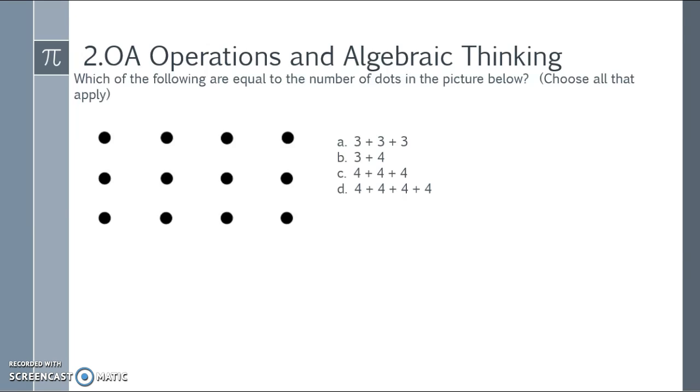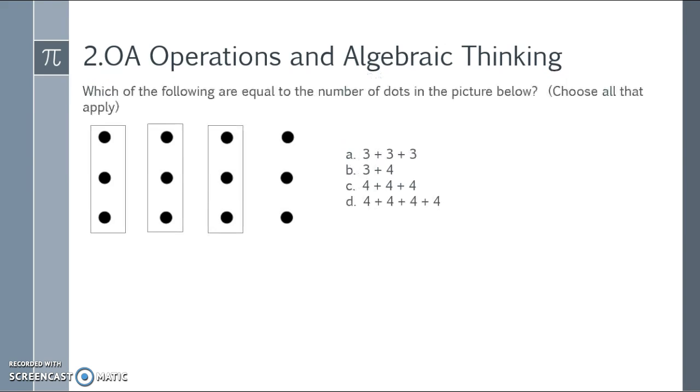Which of the following are equal to the number of dots in the picture below? Choose all that apply. Let's do 3 plus 3 plus 3. So I have an array here of a 3 by 4. When I do 3 plus 3 plus 3, I box in 3 more, and box in 3 more, and I see that not all of them are boxed in. So 3 plus 3 plus 3 is not good.